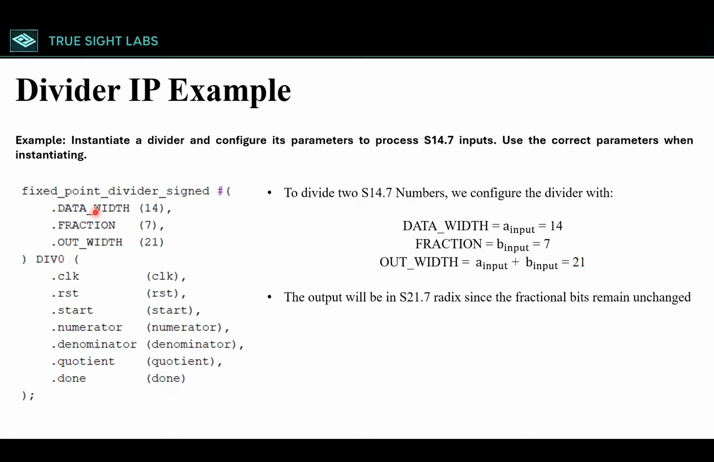From that, we use those parameters to have this be our instantiation of the IP core. So this is what that will look like. Again, the reset will always be 0, or in some special cases, if you want to manually reset it during operation, you can use that. But normally, that reset would be 0. And the output will be an S21.7 radix since the fractional bits remain unchanged.